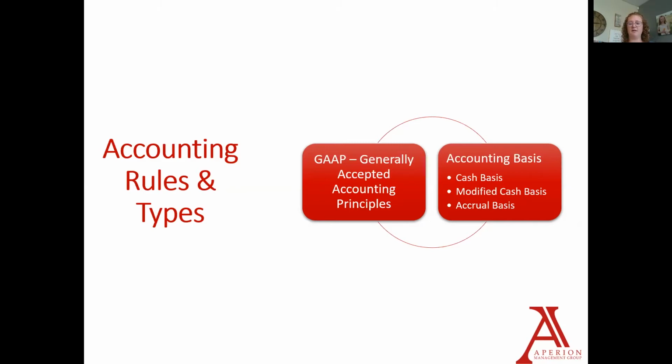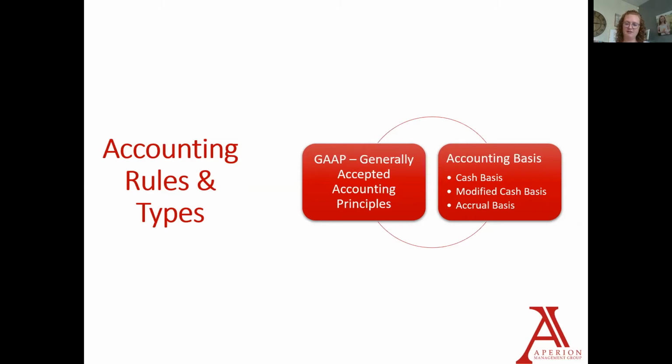So you have cash-based accounting, which is effectively you record the money when it comes in and you record the expenses when they go out. You don't accrue any of those expenses or assessments, and it's really just a snapshot, a look of exactly what's happening at that given moment.